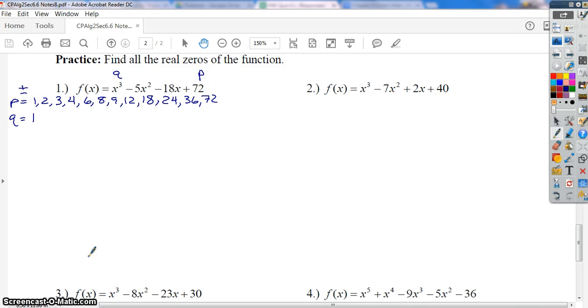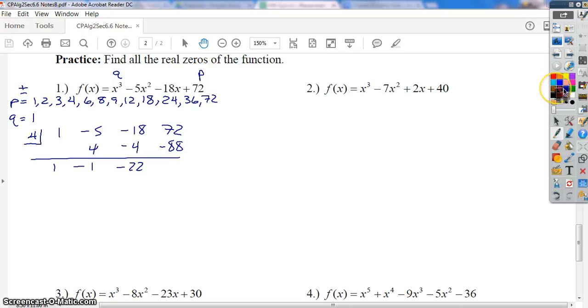So let's start with, say, 4. We got 1, negative 5, negative 18, and 72. This will give me negative 1, negative 4, negative 22. That's going to be negative 88. I'm over. So 4 is not going to be something that's going to work for us. So I want to pick something that's probably smaller. 88 went over 72. So what's the number that's smaller than 4? We don't have to do 4 again unless we want to do negative 4. Let's do 3.